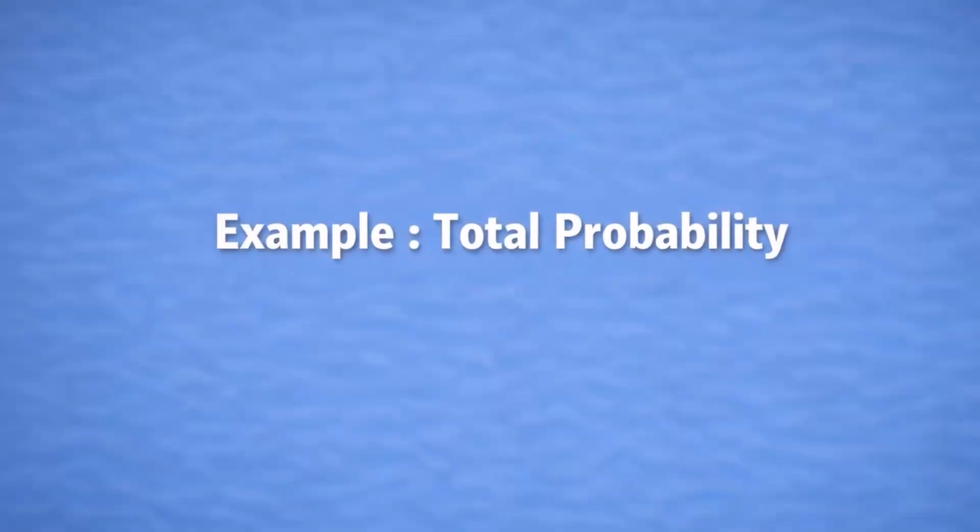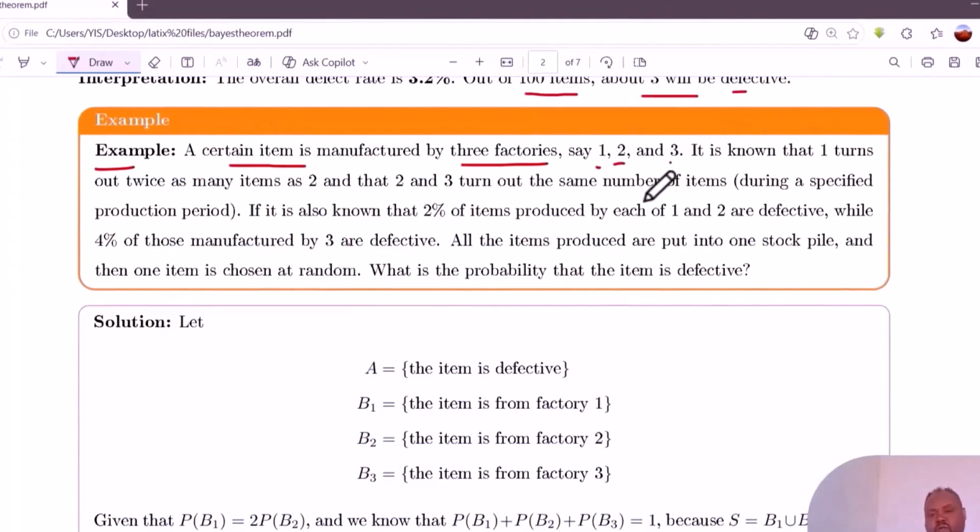A certain item is manufactured by 3 factories, say 1, 2, 3. It is known that 1 turns out twice as many items as 2, and 2 and 3 turn out the same number of items during a specified production period. It is also known that 2% of items produced by each of 1 and 2 are defective, while 4% of those manufactured by 3 are defective. These 2% and 4% are the defective rates of each factory.